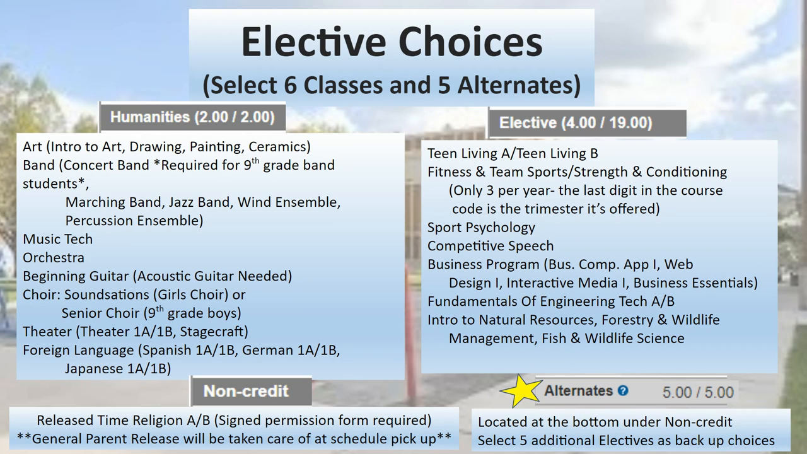The remaining classes that your student are going to pick come either from the humanities, which is the art, band, choir, theater, and foreign language classes. That's all under the humanities heading. Your other class options fall under the elective heading. And I have all of these listed for you.